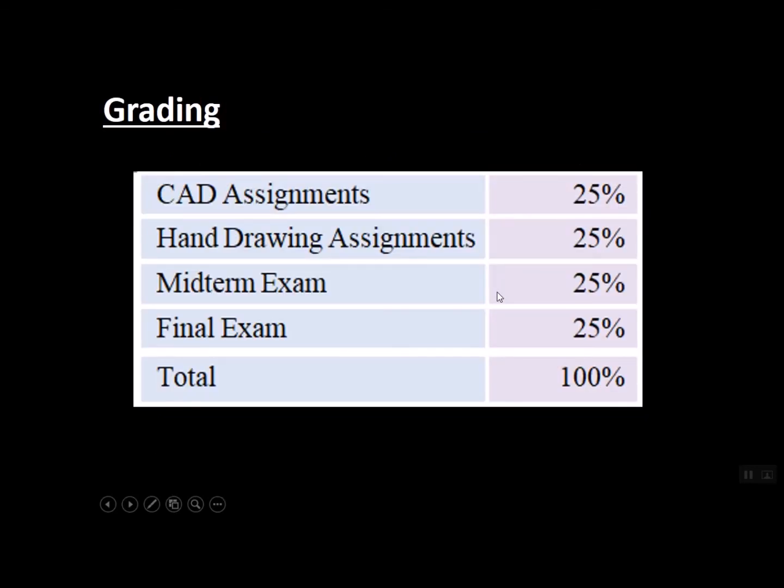The grading arrangement for the class is pretty straightforward. We're going to learn CAD for 3 weeks, and then we're going to take a midterm exam, and that's half the grade. 25% is the CAD assignments we do, 25% will be the midterm. And then the next 3 weeks are going to be hand drawing. That'll also be 25% of the grade. And then our final exam, based on hand drawing, will be the last 25%. So that's how the grading boils down.